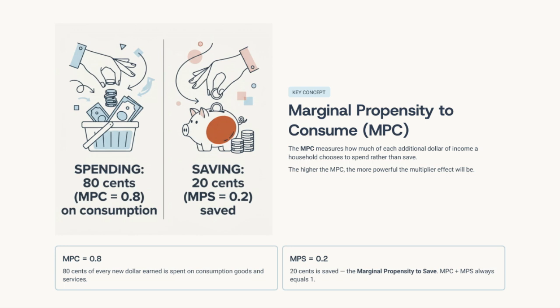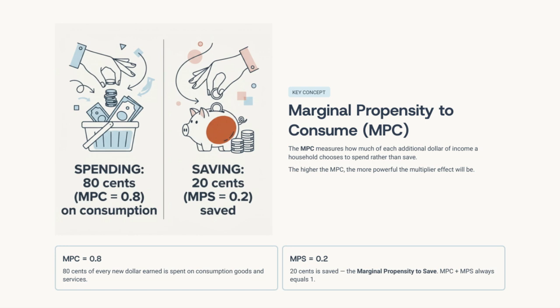Now, the key point here is that the higher the MPC, the stronger the multiplier effect becomes. In other words, when households tend to spend more of each additional dollar they earn, this spending circulates through the economy more vigorously, amplifying economic activity.